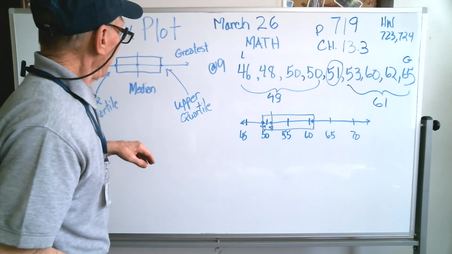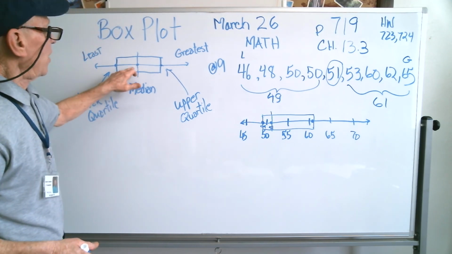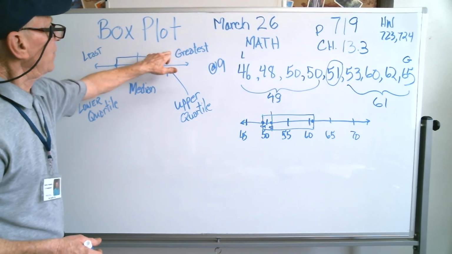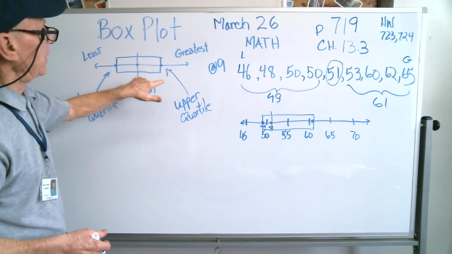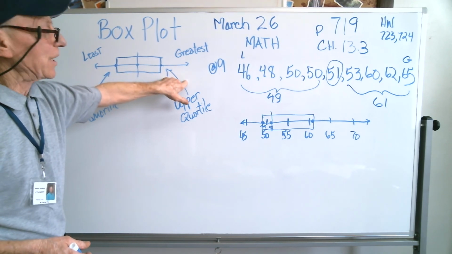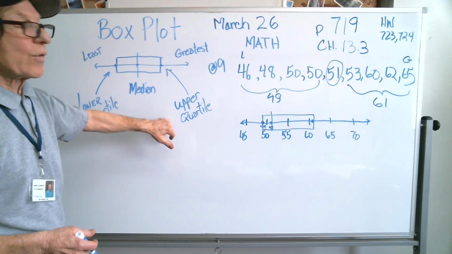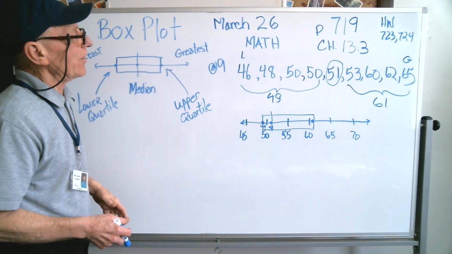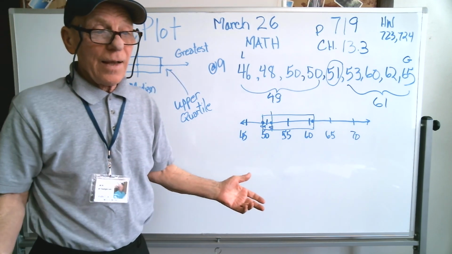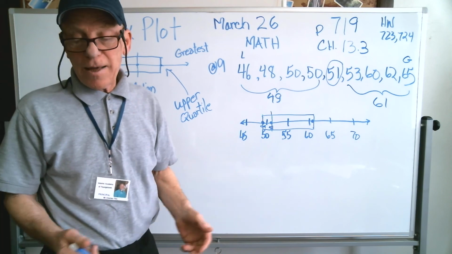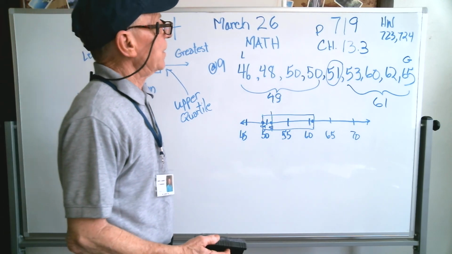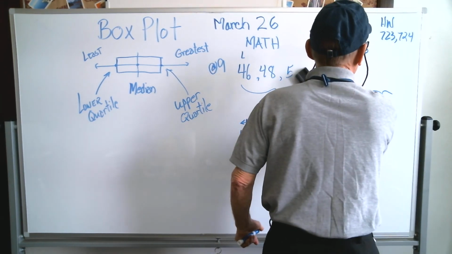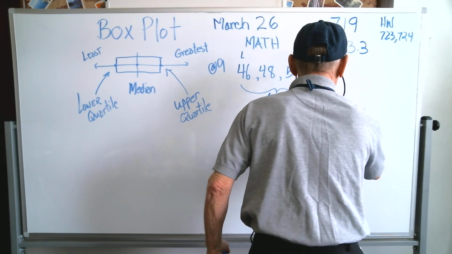Just to look at the vocabulary once again, you start out by finding the median, and then on each side of that median, you find again the median of those two sets of numbers, and that'll give you your upper and lower quartile. And the last thing you add is your least and greatest value. And there you have a box plot. Hopefully you didn't have too much trouble with that. I have a lot of confidence that you have figured this out.